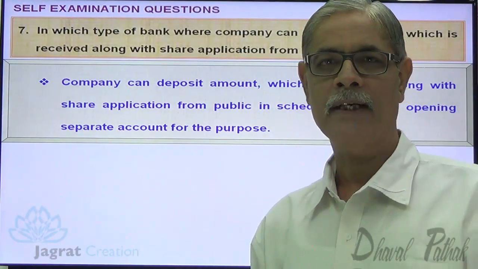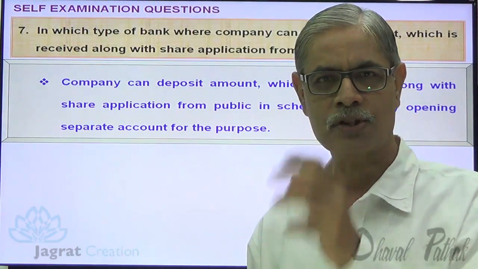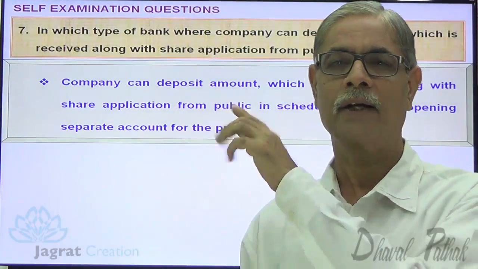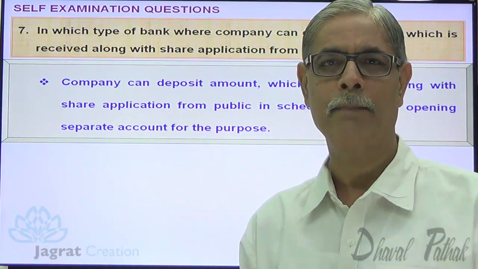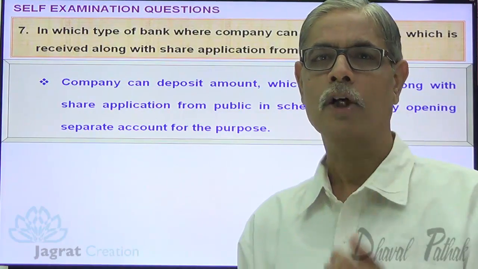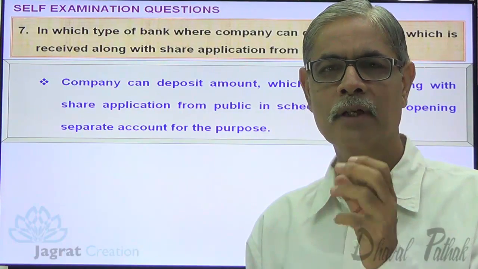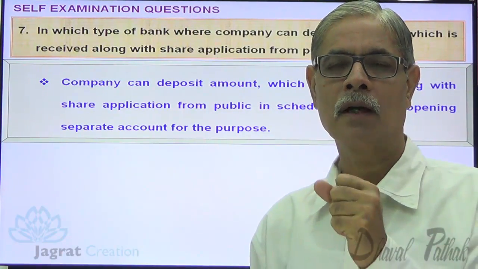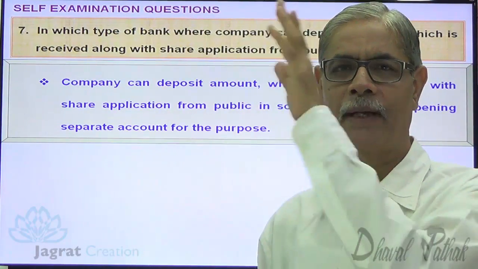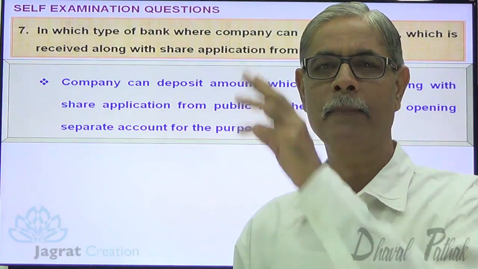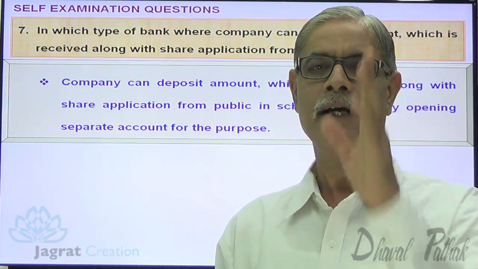Share application money is held by bankers as trustee till the allotment. A company can never become the owner of share application money before allotment. So that amount has to be held by a bank in a separate bank account, that too in a scheduled bank, as trustees for the applicants.